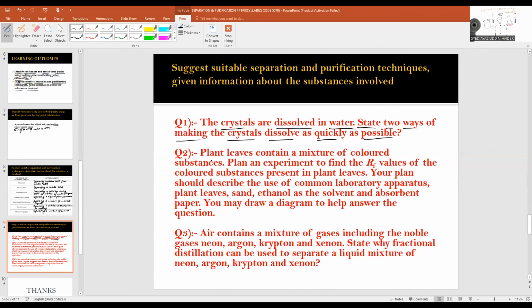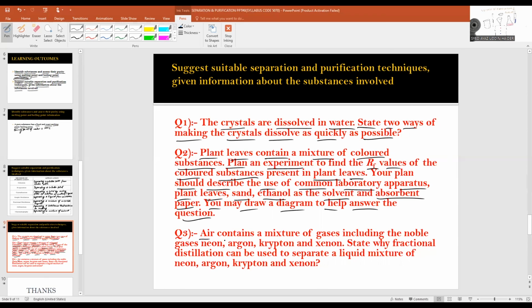Question number 2, plant leaves contain a mixture of colored substances. Plan an experiment to find the Rf values of the colored substances present in plant leaves. Your plan should describe the use of common laboratory apparatus, plant leaves, sand, ethanol as a solvent, and absorbent paper. You may draw a diagram to help answer the question.